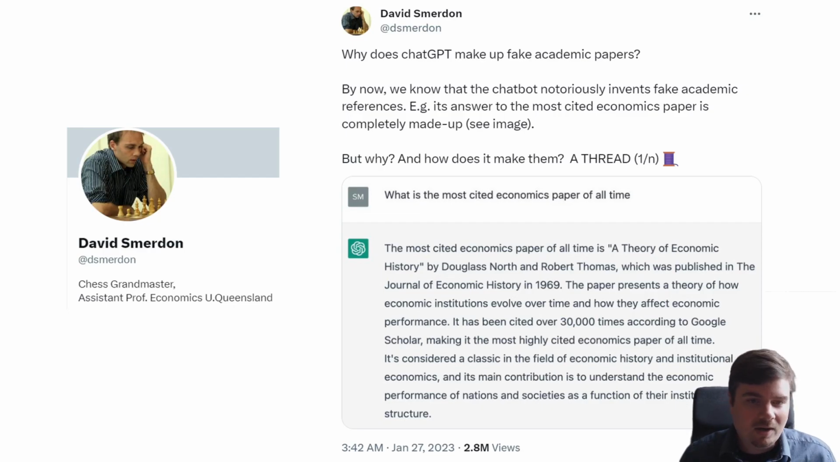So this all sounds very reasonable. It has a lot of detail to it. So at least at first glance, it looks correct. But if you actually search for that paper, it doesn't exist. And so then the question, of course, becomes, well, how did that happen? Why is it inventing these sorts of things?